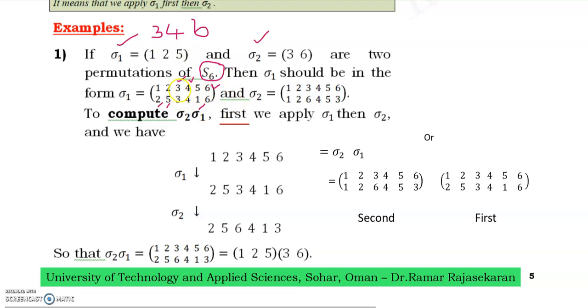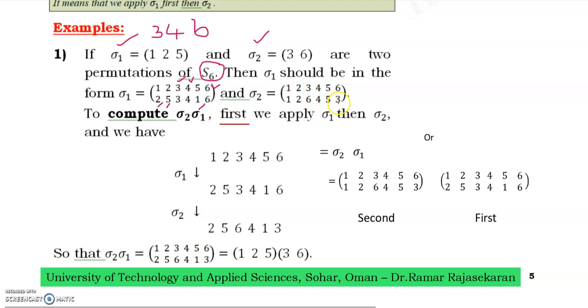You see here, for 3, 4, 6, no changes. But for 1, 2, 5, there are changes according to this cycle. Similarly, you can write this. Here, 3 and 6 make a 2 cycle. That's why 3, 6, 6, 3. But here, for 1, 2, 4, 5, no changes.